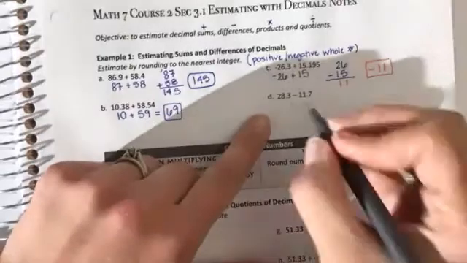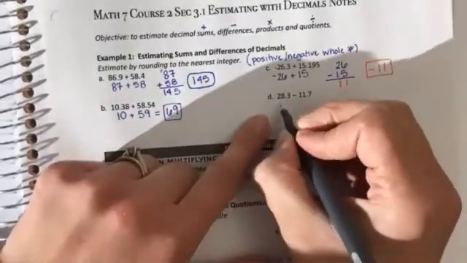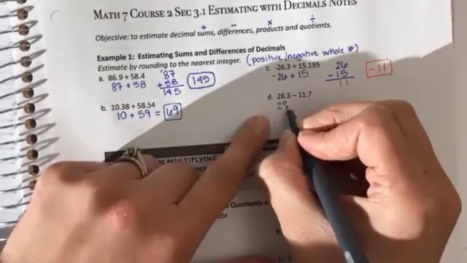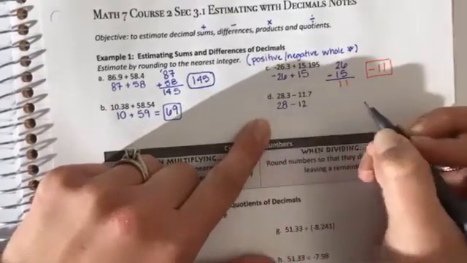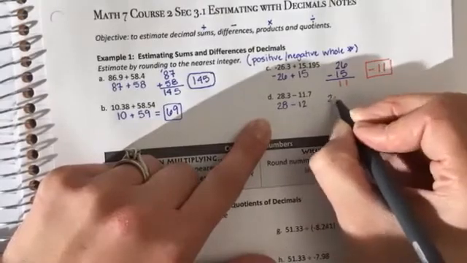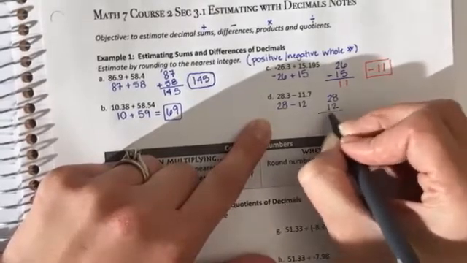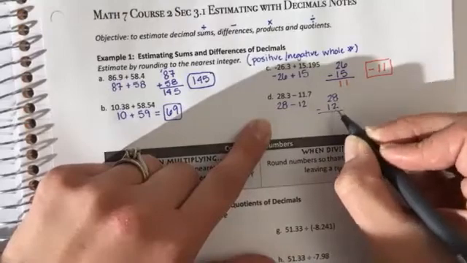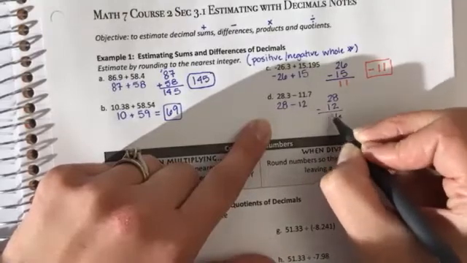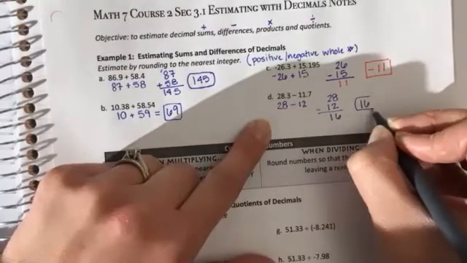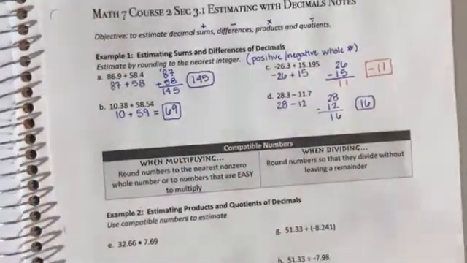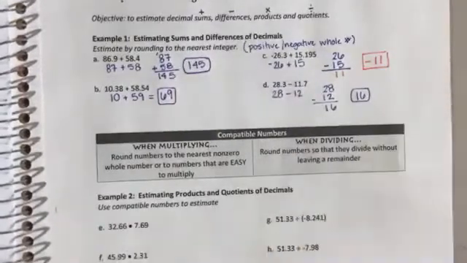Okay, our next one. I have 28.3, which should just round down to 28. 11.7 would actually round up to 12. And then if you can't visualize it, you just have 28 minus 12. 8 minus 2 is 6. 2 minus 1 is 1. So our answer is 16. Okay. Any questions on adding or subtracting those decimals?